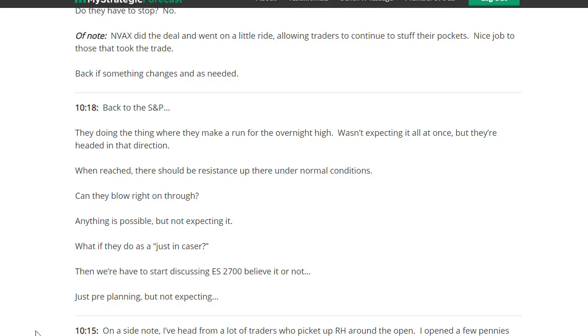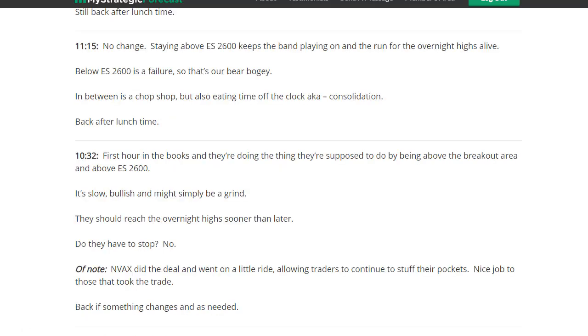Let's move it forward a little bit. Little of note, at 10:32, NVAX did the deal and went on a little ride, allowing traders to continue to stuff their pockets. Nice job to those that took the ride. Now, we haven't taken a look at the stocks on the move list yet, but we will. Moving right along. So there you go.